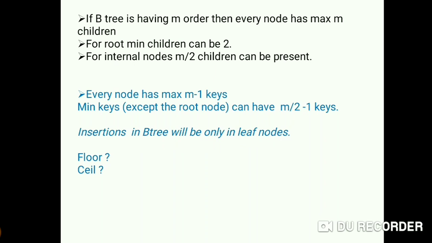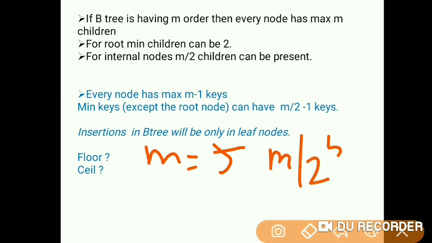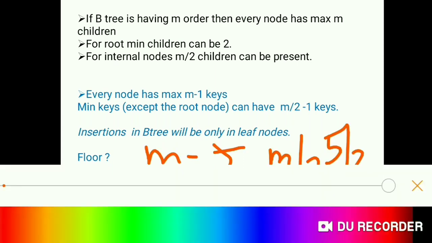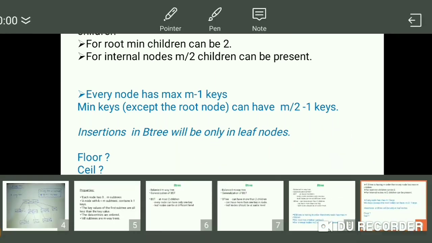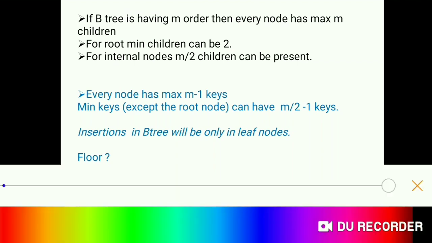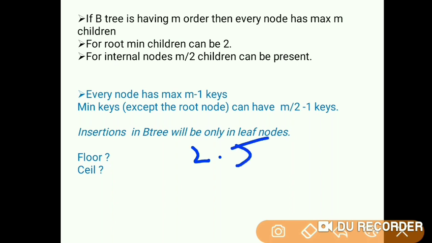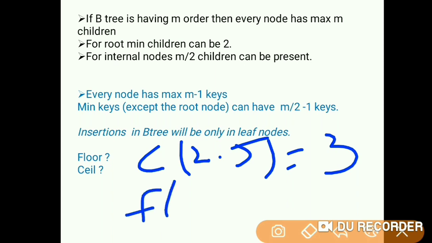You can consider ceiling properties for M divided by 2. So what is the ceiling property? Do you remember the concept of ceil and floor functions? If not, let's revise once again. Suppose M is equal to 5, then M divided by 2 means 5 divided by 2, which will be 2.5, right? If I apply the ceil function to it, ceil means upward, so the answer will be 3. And if I apply the floor function to 2.5, then the answer will be 2. Getting it?